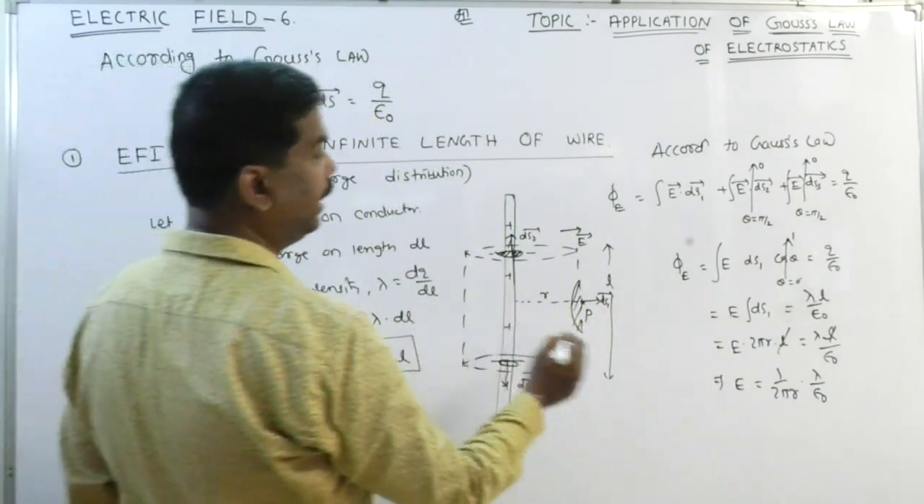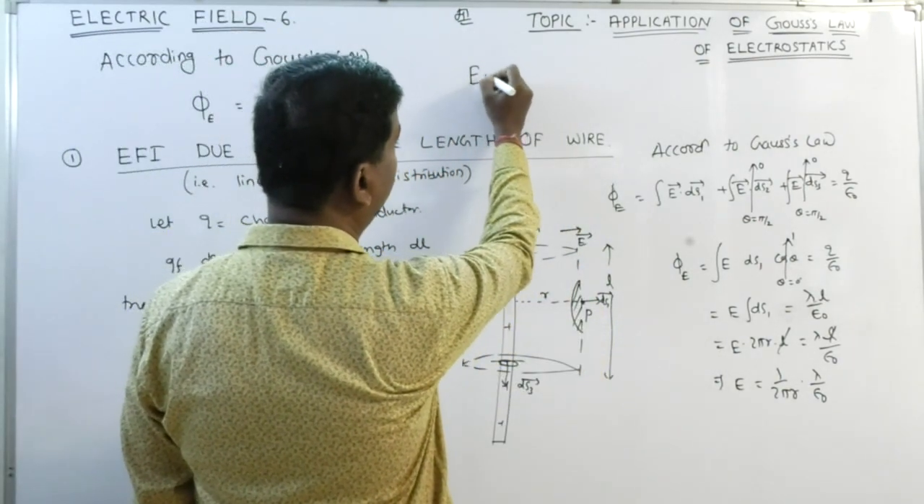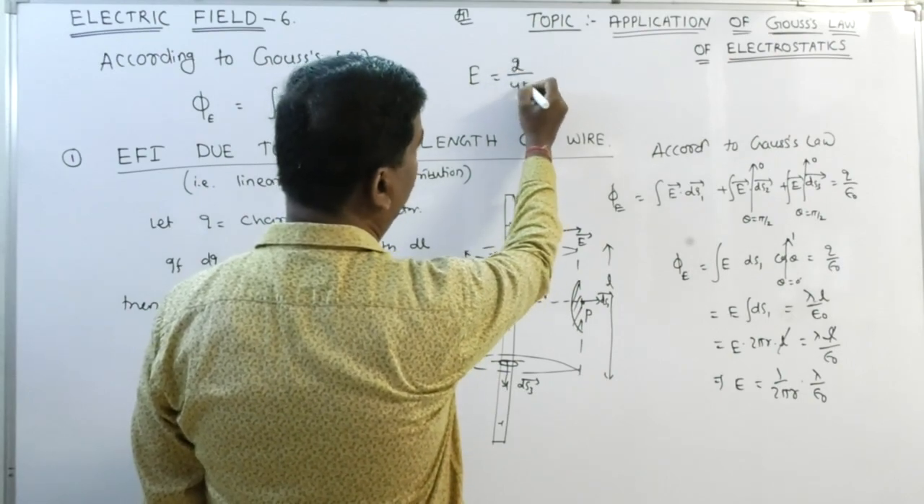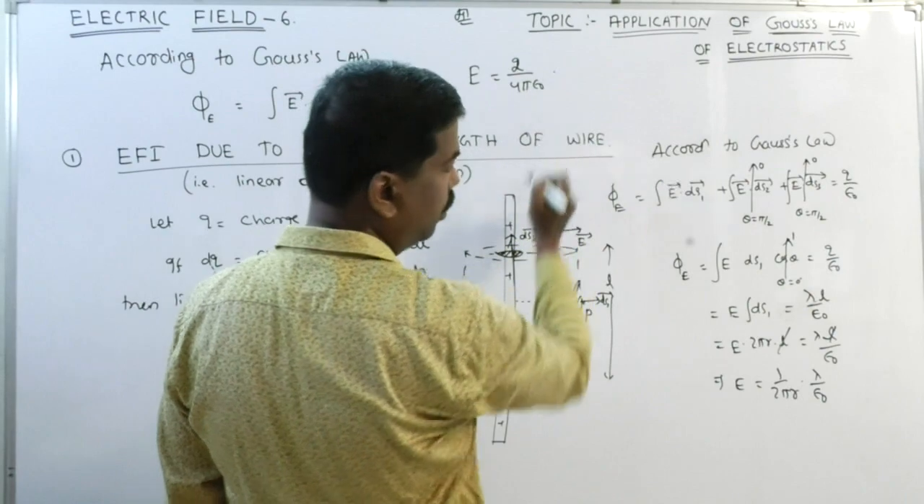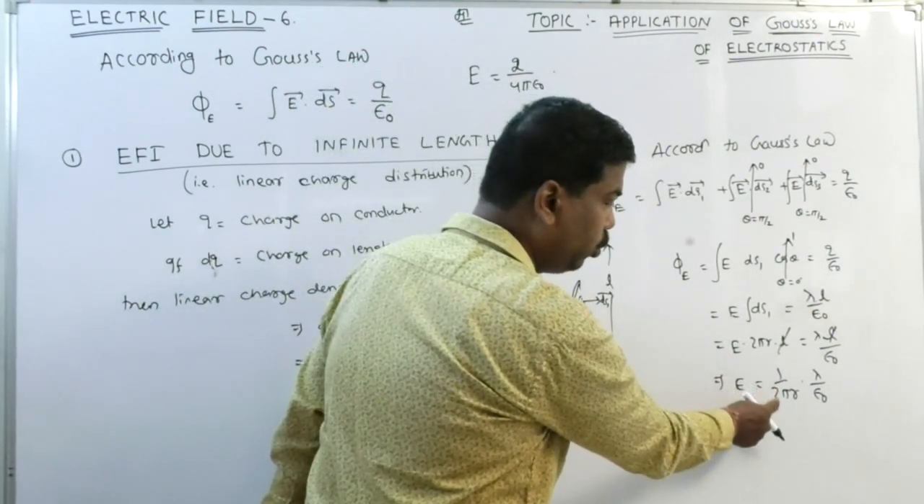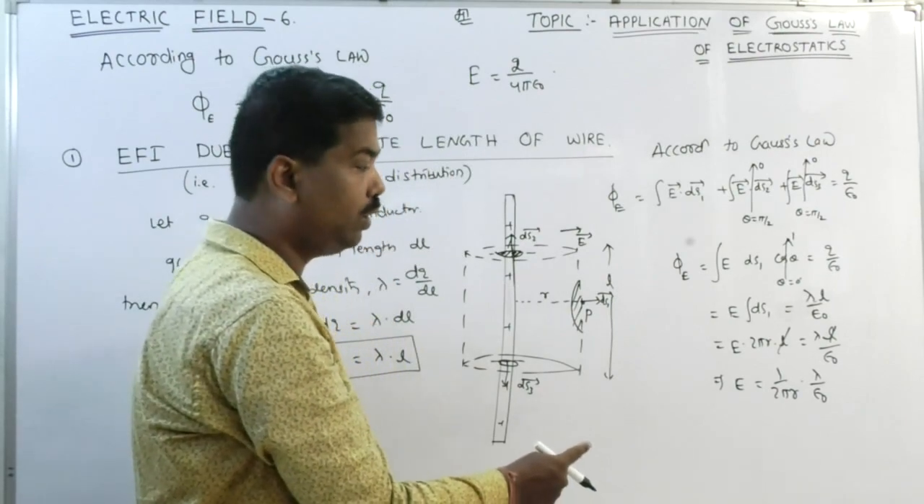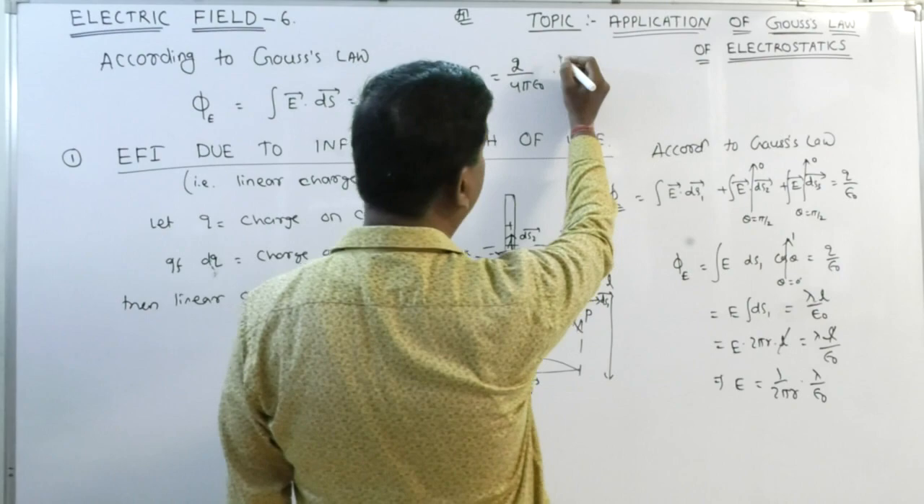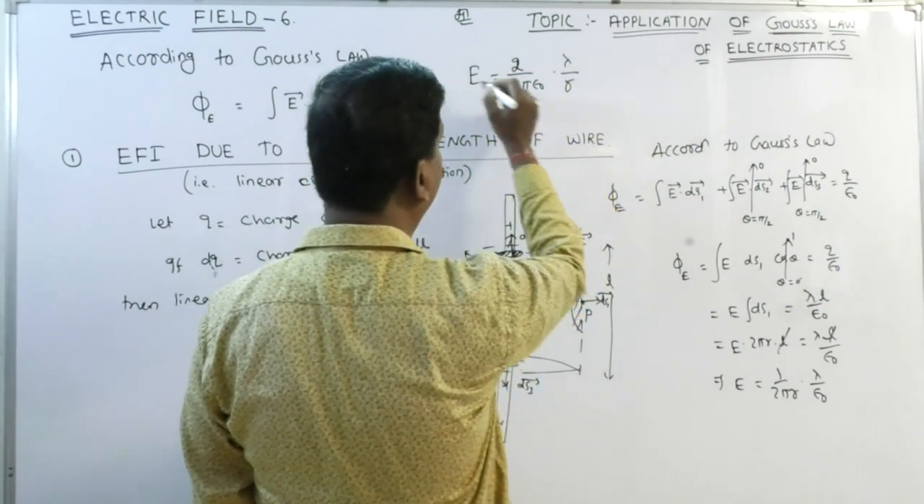Clear? Or I can write it as E is equal to 2 by 4 pi epsilon 0, because numerator 2 and denominator 2 are multiplied. So when multiplied, the 2 pi epsilon 0 becomes 4 pi epsilon 0, giving E equals 2 lambda by 4 pi epsilon 0 R.